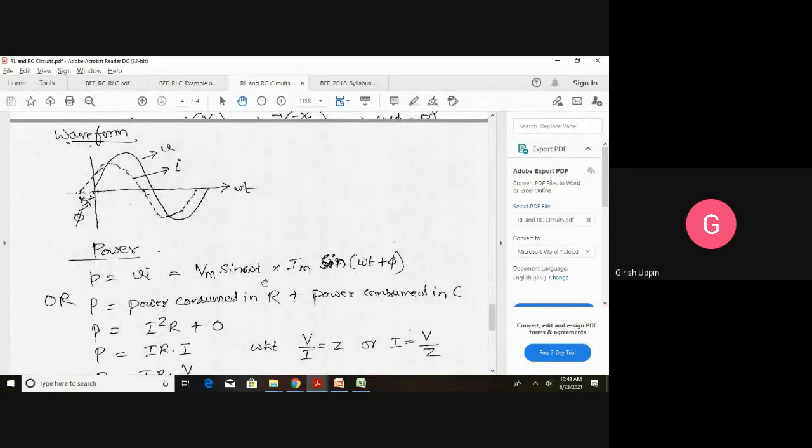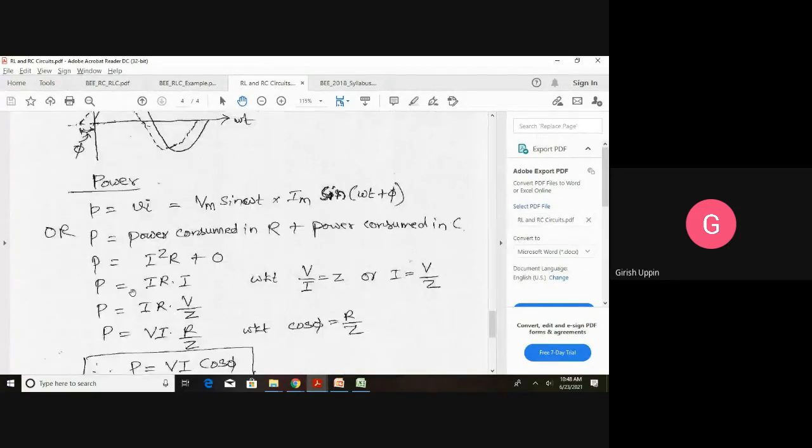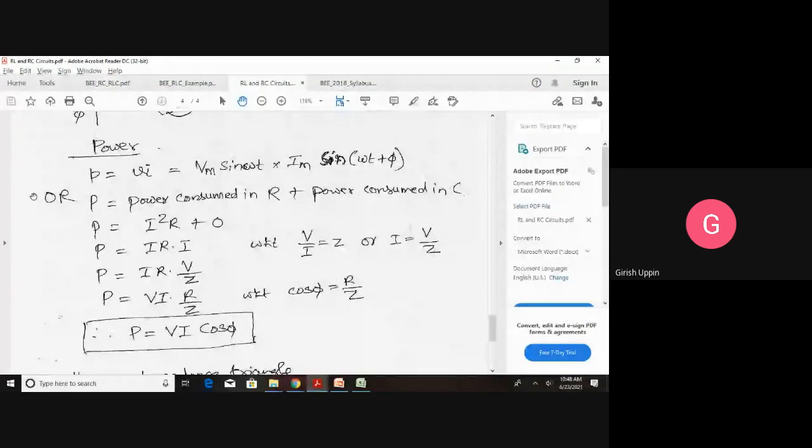And what is the power consumed in the RC circuit? That is given by p, the instantaneous power consumed, is equal to the instantaneous voltage into instantaneous current, that is Vm sin omega t into Im sin omega t plus phi, or we can represent it as P is equal to power consumed in the resistor plus power consumed in the capacitor. We know that power consumed in the resistor is I square R and power consumed in a pure capacitor is 0.